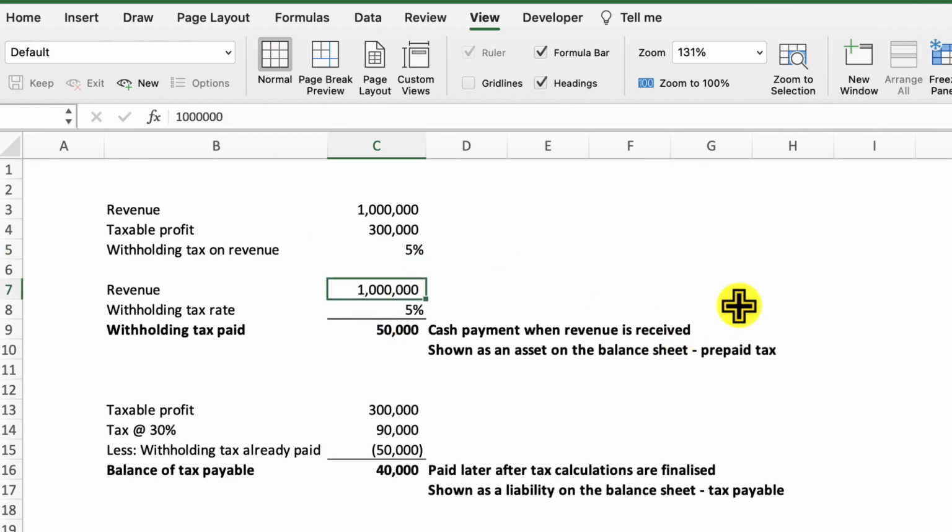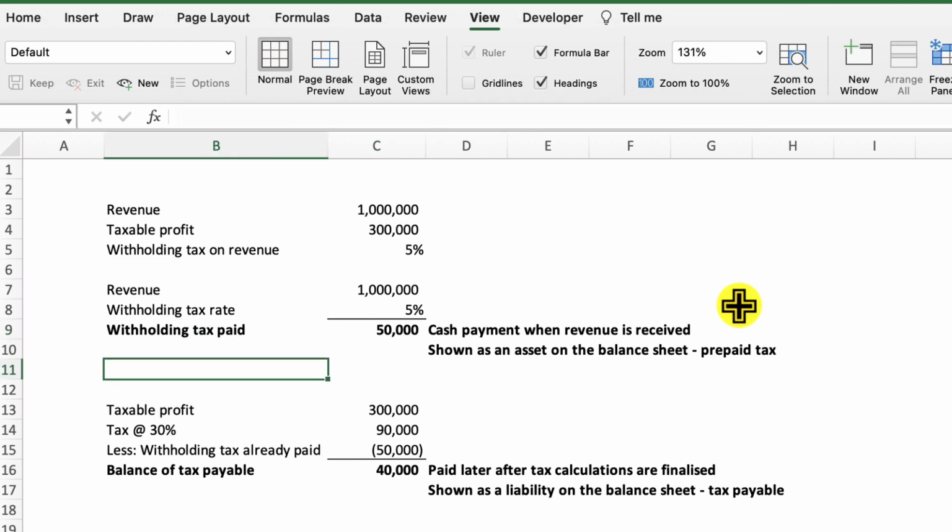So what this means is that out of this revenue of 1 million, when we invoice our customers, they're going to withhold 5%. 5% of a million is 50,000. So what that means is that when our customers pay us, they will not pay us 1 million, they'll only pay us 950,000. That 50,000 goes straight to the government. So when we're doing our forecast, we need to account for the fact that we will only get 950, and the 50 will go to the government. So that helps us get our accurate cash number.